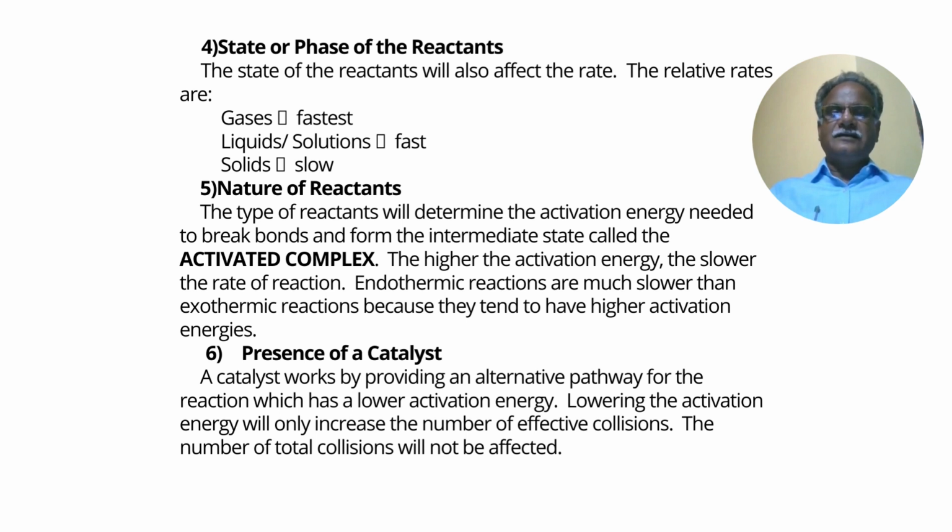Sixth factor is presence of a catalyst. A catalyst works by providing an alternative pathway for the reaction which has a lower activation energy. Lowering the activation energy will only increase the number of effective collisions. The number of total collisions will not be affected.